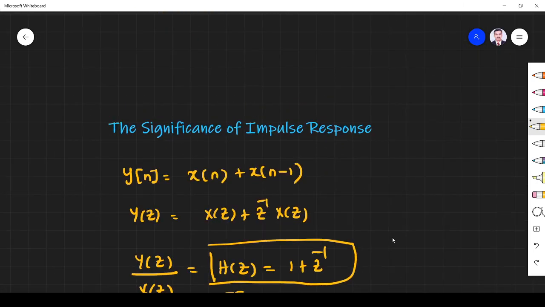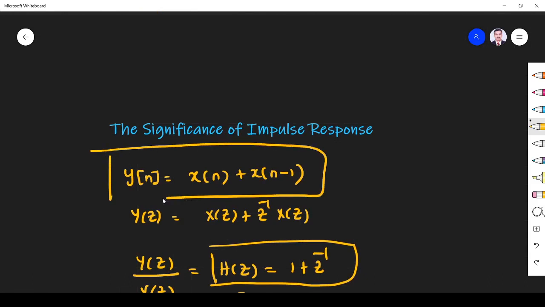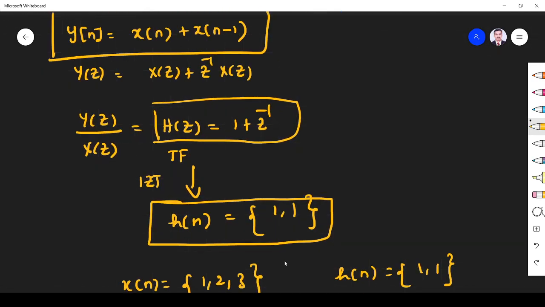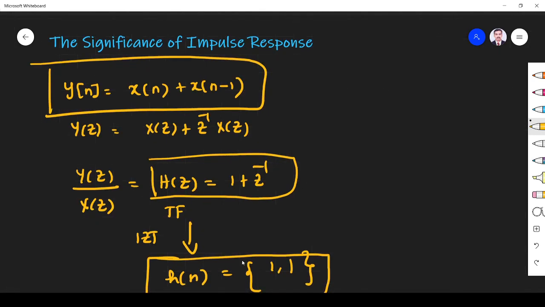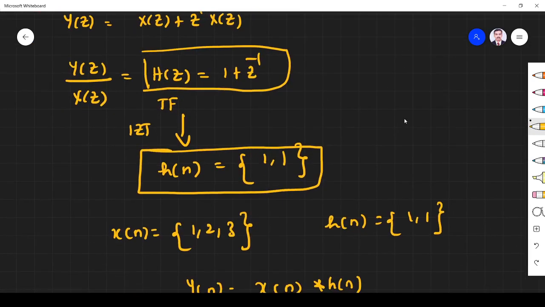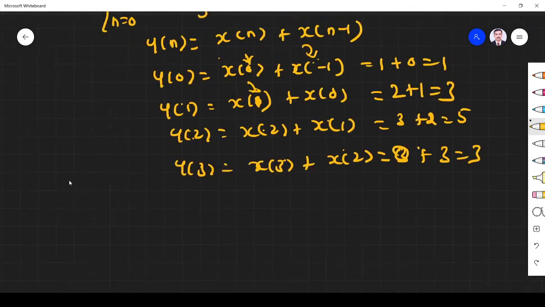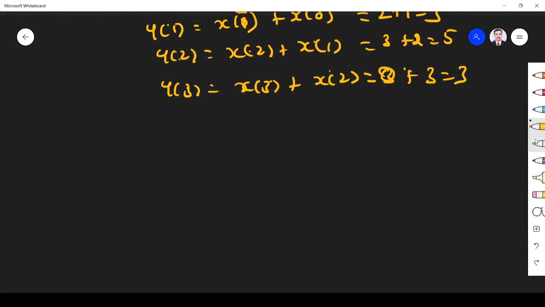You see, what is the question I have given? I want my output to be like this. What I did was design only the impulse response, with h of n equal to 1, 1. So if my h of n is like this, and you give any x of n, the output will be like this. Yes or no? That's what we are understanding from this, right? Now you understand why we have to design only the impulse response.